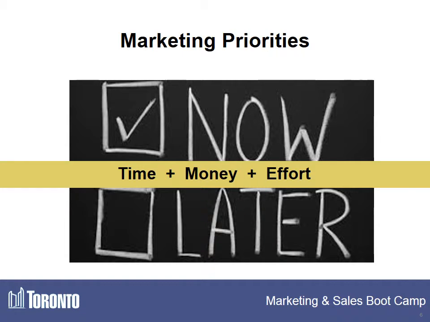But before you decide what to do, you have to be really ruthless and ask yourself, what are my marketing priorities? What can I do now? And what should I do later? And this is going to come down to 3 things: how much time you have, how much money you have, and how much effort you can put in.